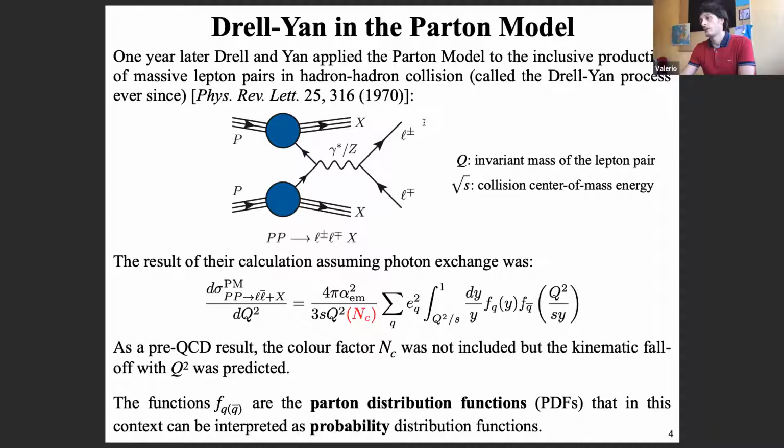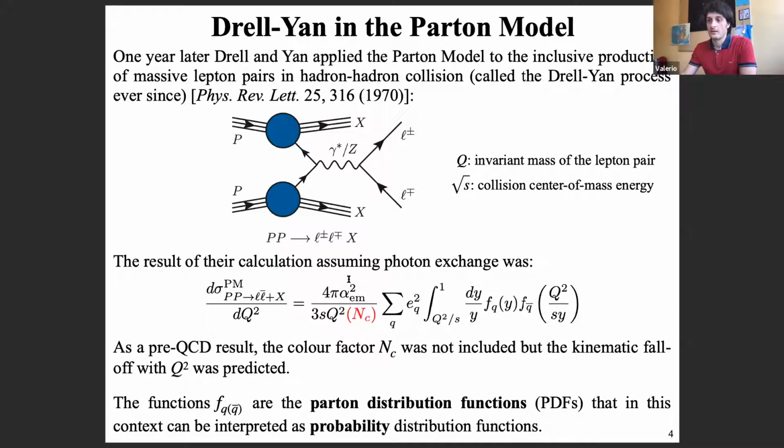And then the Z eventually decays into a lepton pair. So I will indicate with Q the invariant mass of the lepton pair and with square root of S the collision center of mass energy. So Drell and Yan calculated the cross-section differential in Q squared for this process, and they found this very simple formula.